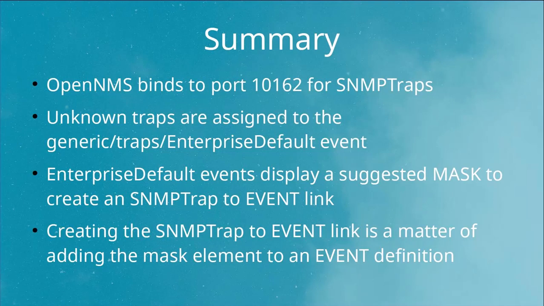Unknown traps are assigned to the generic traps enterprise default event. Enterprise default events display a suggested mask to create an SNMP trap to event link. Creating the SNMP trap to event link is a matter of adding the mask element to an event definition.